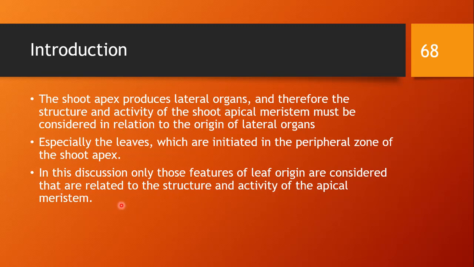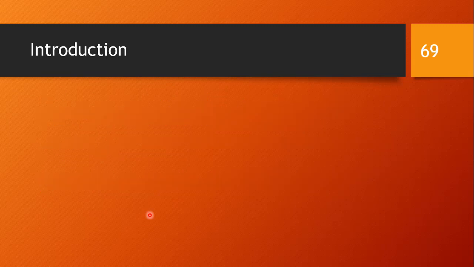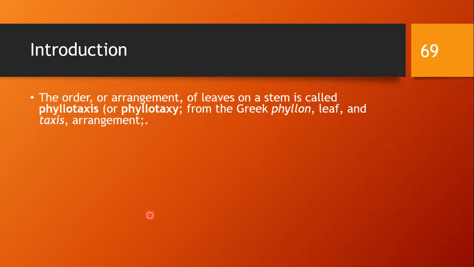So as far as the leaf development is concerned, there are various aspects of leaf development. Here only those aspects will be discussed which are linked with the activity of the apical meristem. So remember, our next discussion of the leaf development will be restricted to only those parts which relate to the development from the apical meristem.